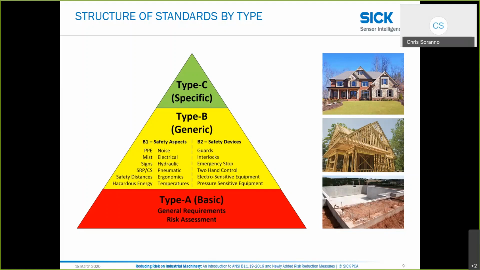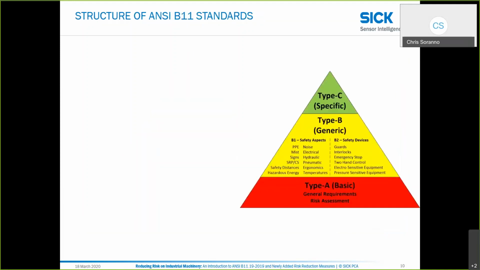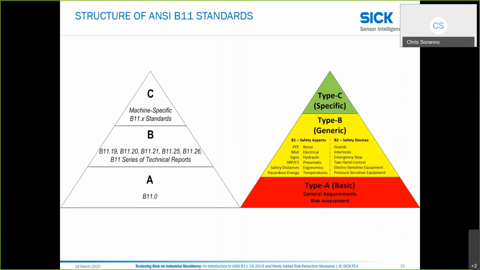It's important that we recognize the means and the purpose for each of these layers of standards so that we can understand how best and when to use them. As we look at the B11 standards, following that same approach, that stratification of Type A, B, or C standards, the B11 family of standards, that whole portfolio that Dave mentioned, also follows this structure, where the Type A standard is ANSI B11.0 that Dave mentioned briefly.